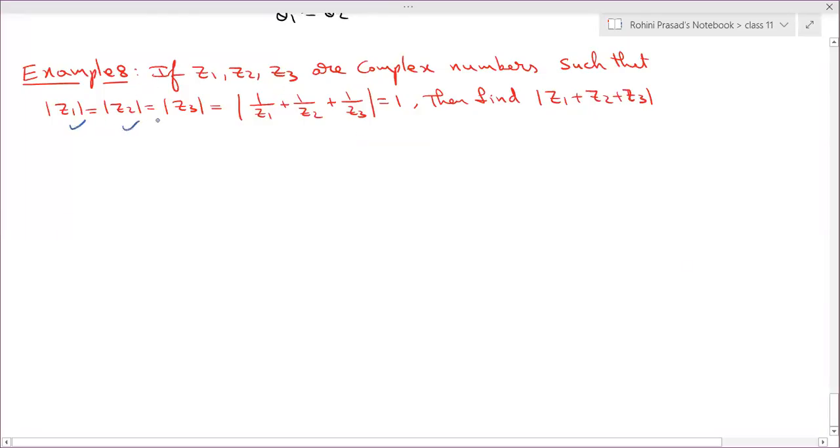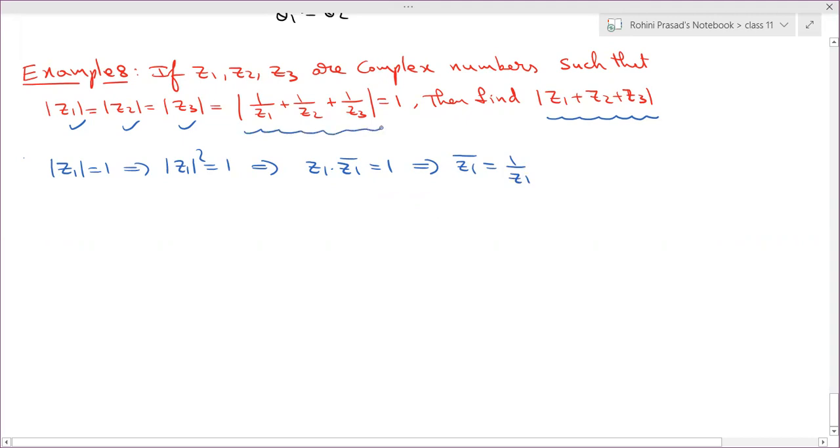The information they have given is mod Z1, mod Z2, mod Z3 is equal to 1, because you need to find mod Z1 plus Z2 plus Z3. What we can do is try to get the relation between Z1 and 1 by Z1. If mod Z1 equals 1, that implies mod Z1 square is also equal to 1. That implies Z1 into Z1 bar is equal to 1. That implies Z1 bar equals 1 by Z1.